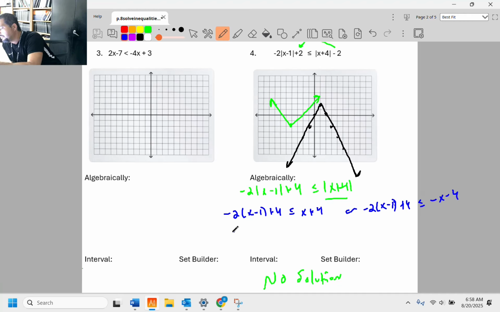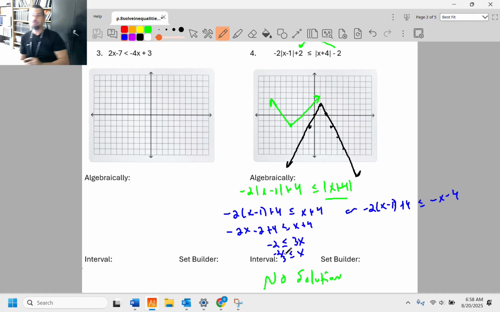Alright, so use the distributive property here. Negative 2x minus 2 add 4 is less than or equal to x plus 4. I'm going to shift my x's right. X plus 2x is going to be 3x. On the left there's a 2 here because negative 2 plus 4 is 2. And then 2 minus 4 is negative 2. And I get that x is greater than or equal to negative 2/3. Which is just gibberish again.